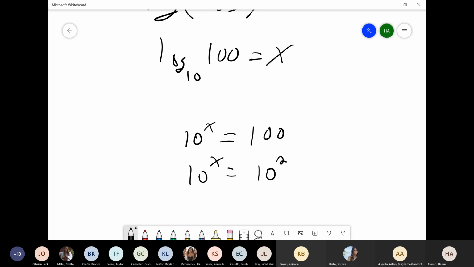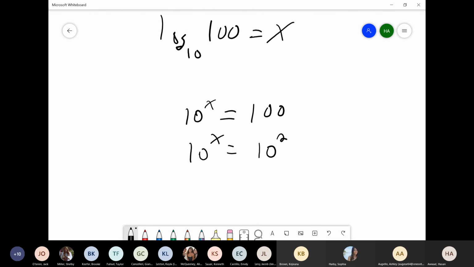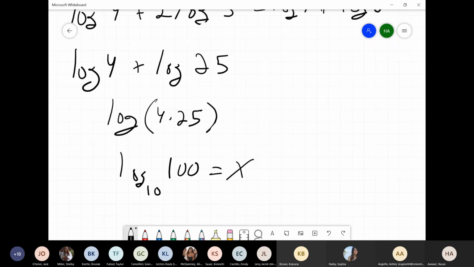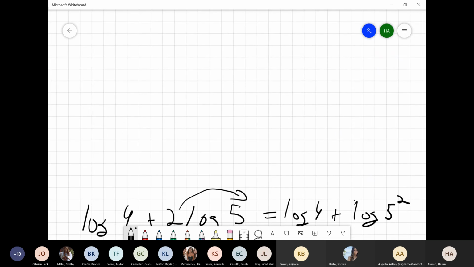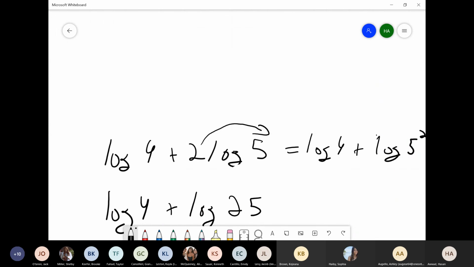And now remember what we did going back like 2 lectures ago. Now that the bases match, you can set your exponents equal to each other. So you'd set x is equal to 2. You figure out what x is. But in this case, there's nothing else going on, right? So x is just 2. So your final answer to this logarithm, to the original logarithm, is 2. When you add log of 4 plus 2 times log of 5, your final answer is 2.